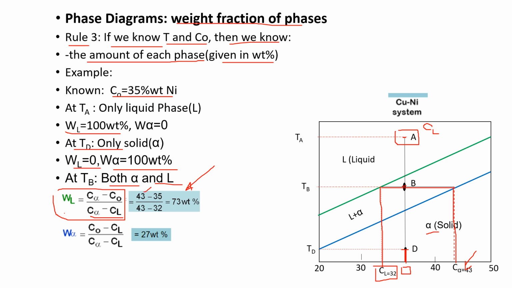C alpha is known, which is 43. C alpha is this one, Cl is this one, Co is the composition, just directly below the point B. So you will come to know that 73% by weight of liquid is present at this point B, and W alpha, you put the values in this equation, you will get 27% by weight of solid.